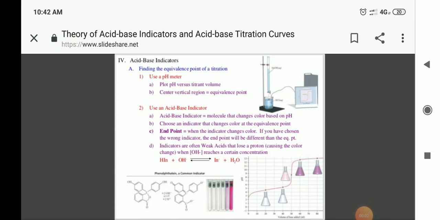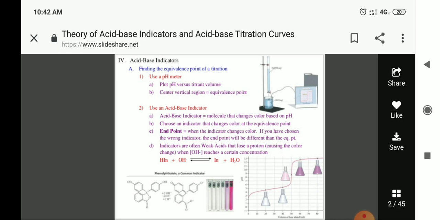Hello friends, good morning. My subject is pH metric titration using a pH meter to determine the pK value of a given weak acid by pH metric titration with a strong base. Firstly, we can discuss the acid base indicator.